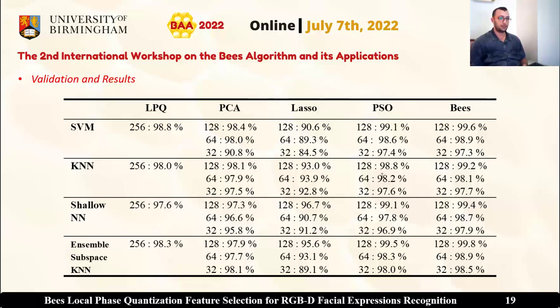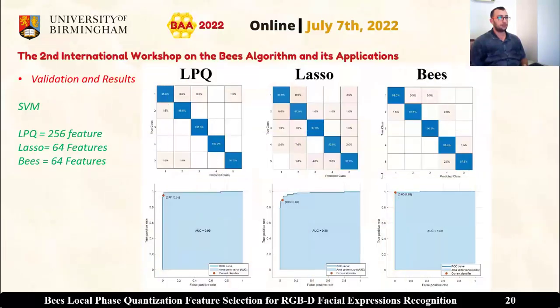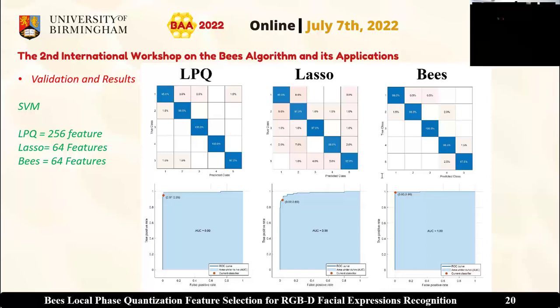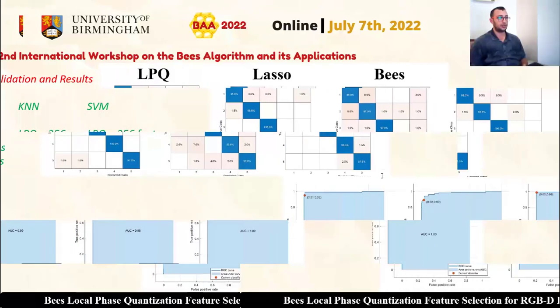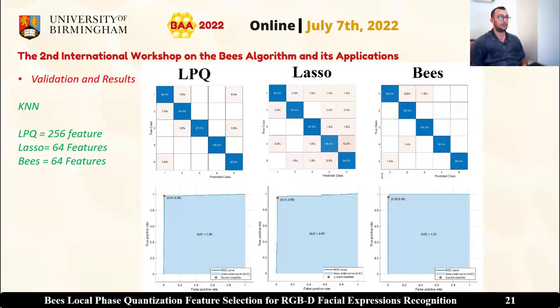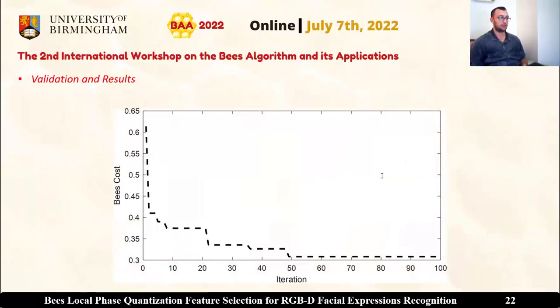Here we can see this algorithm has the best performance, then we have PSO, then we have all data with the LPQ, then we have PCA, and final place is for Lasso. Some figures for the confusion matrix and all the sensitivity and density for LPQ, Lasso, and Bees. For SVM, LPQ is all the features, Lasso 64, Bees 64. The best is Bees, then we have LPQ, and the worst is Lasso. The same is for KNN here. Again, Bees is the best, LPQ is the second place, and Lasso is the last place.